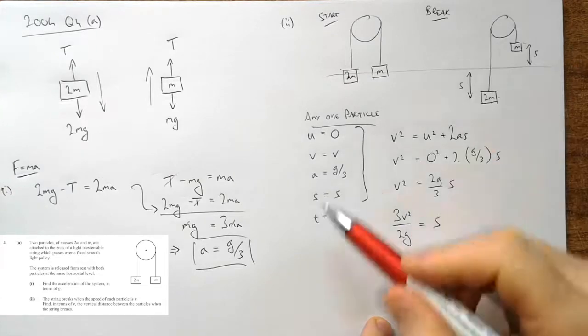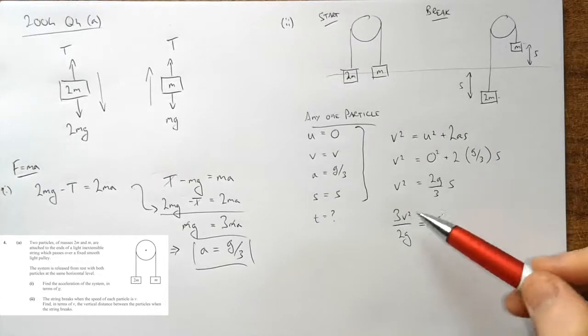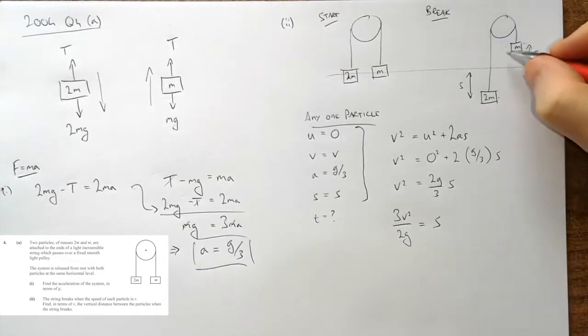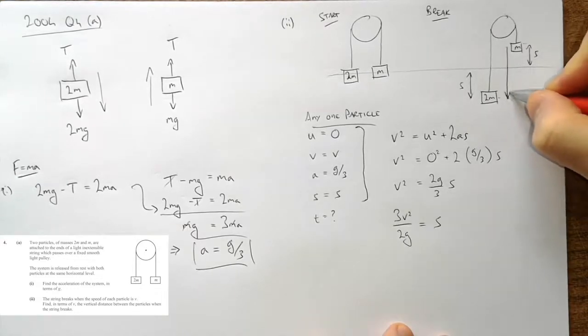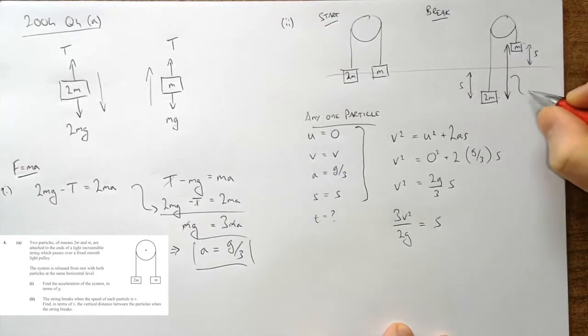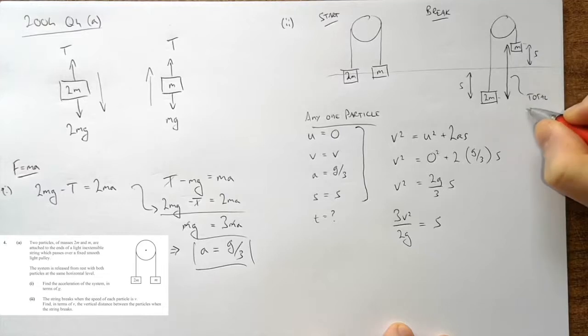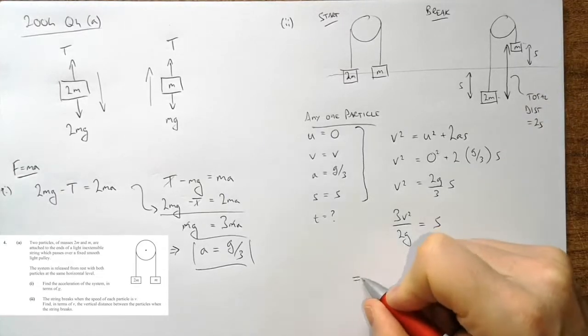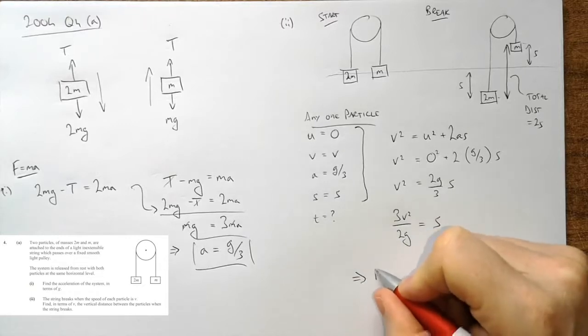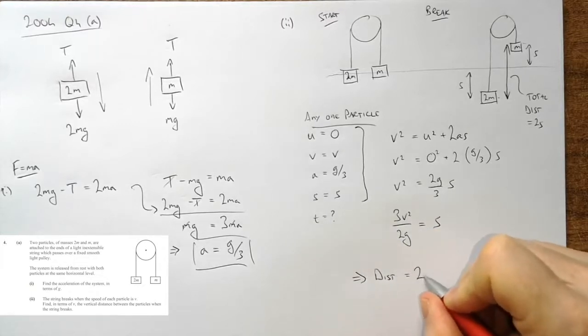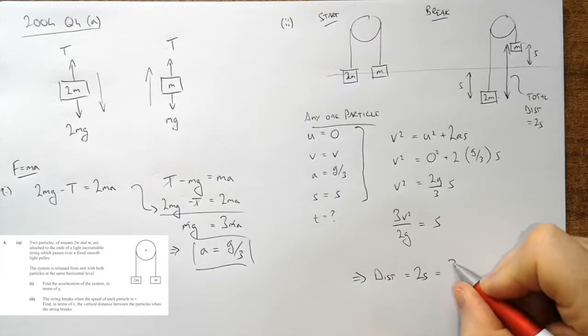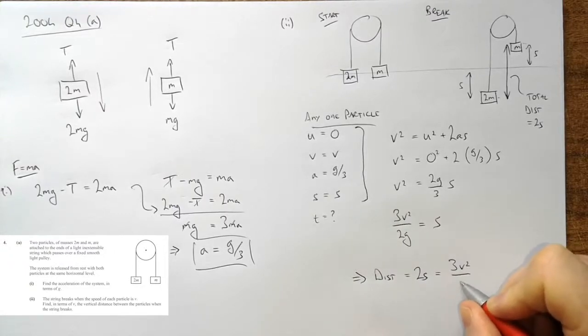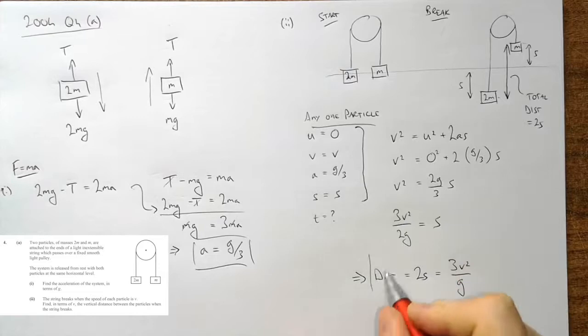Okay, this is great. This is where a whole chunk of people are going to go fabulous and stop, and forget that, of course, they were asked for the total distance here. Okay, total distance, and that is 2s. So therefore, distance equals 2s equals 3v squared over g. And that's your answer there.